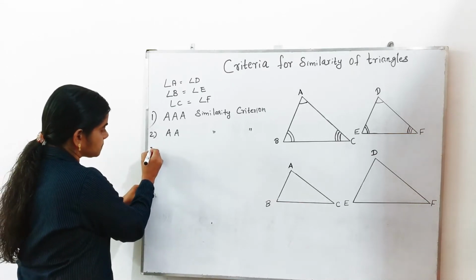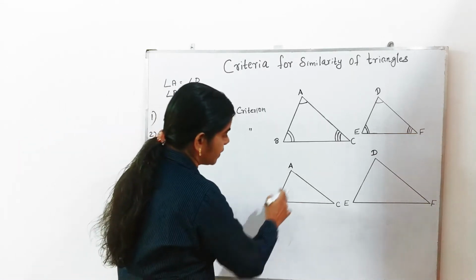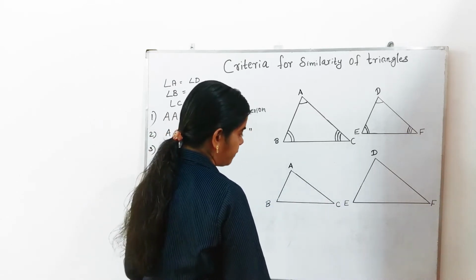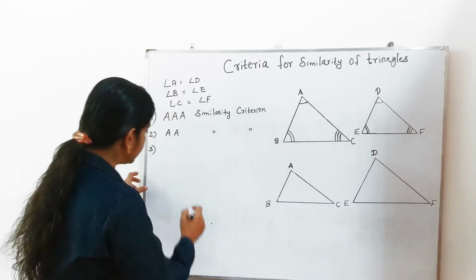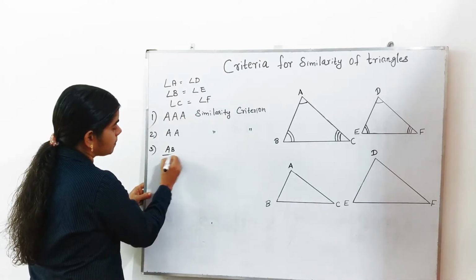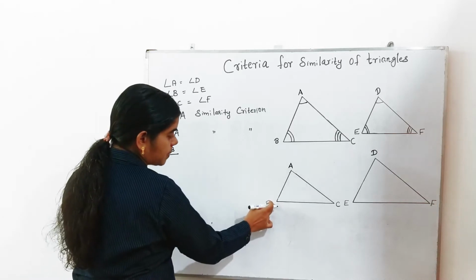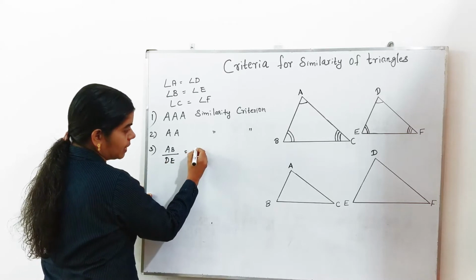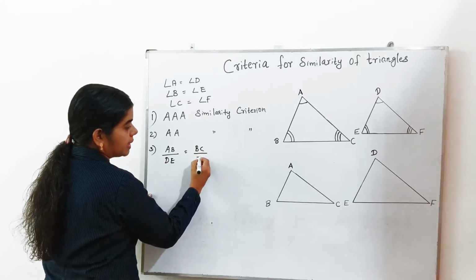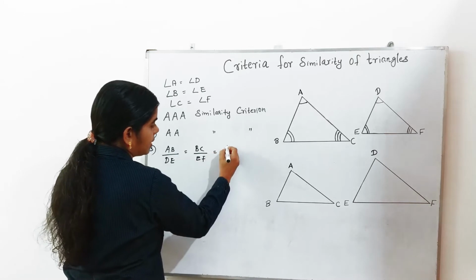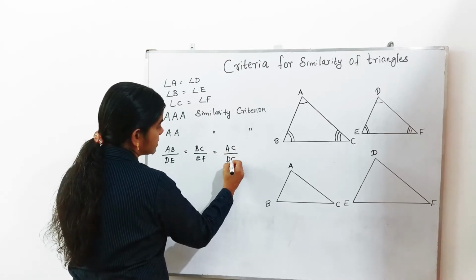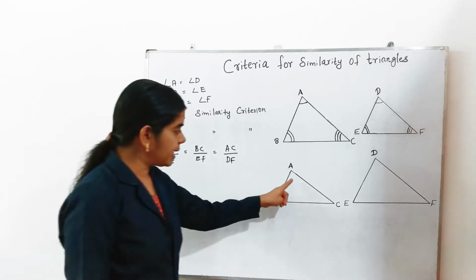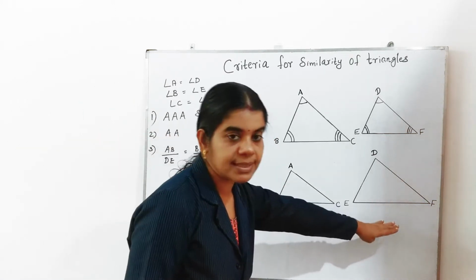Third one: here I have written two triangles, ABC and DEF. Given that AB by DE is equal to BC by EF, which is equal to AC by DF. These are the corresponding sides ratios given as equal. ABC is one triangle and DEF is the other triangle.